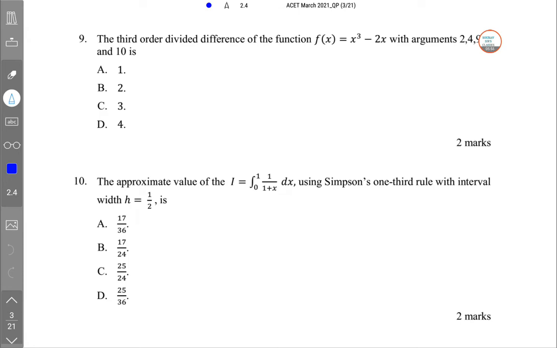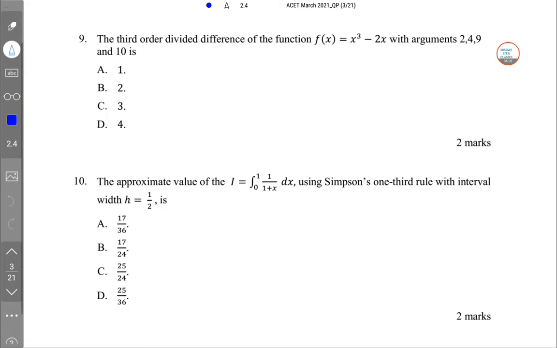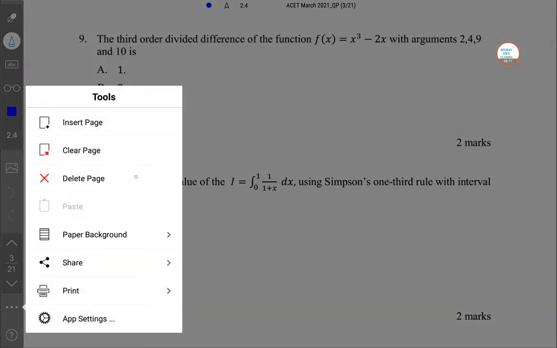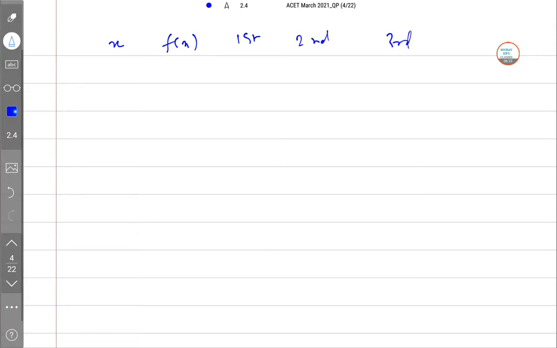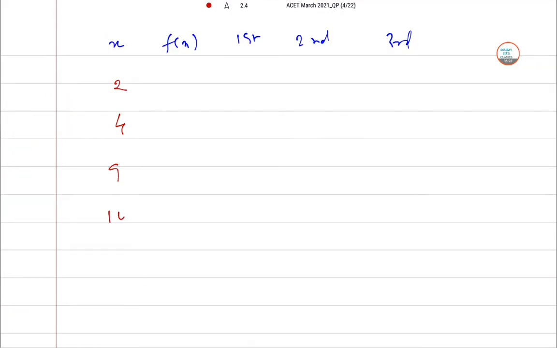Question number 9. The third order divided difference of the function f(x) = x cube minus 2x with the argument 2, 4, 9 and 10. So here we can do one thing. So divided order difference. So let me add one thing here. Inserting a page here. So x, f(x), first order, second order, third order. We change the color here, red. So 2, 4, 9 and 10. f(x) will be, if you put it into the function, this will be the value 4, 56, 711 and 980.